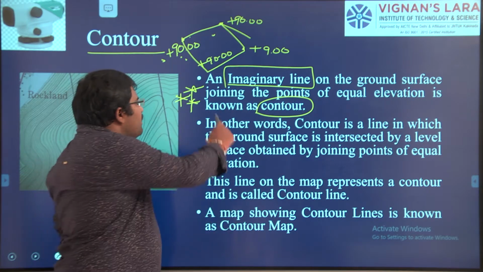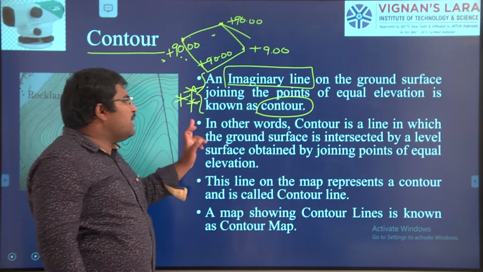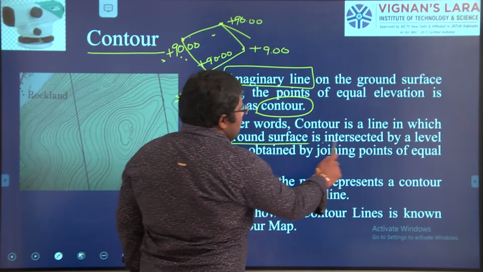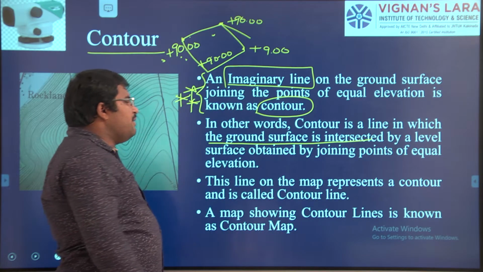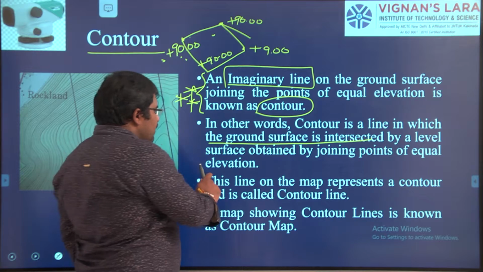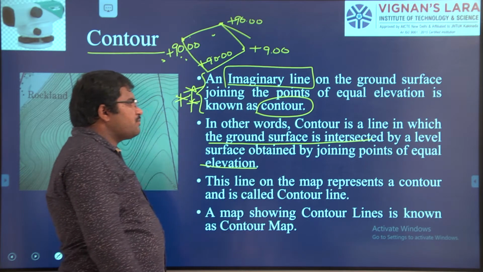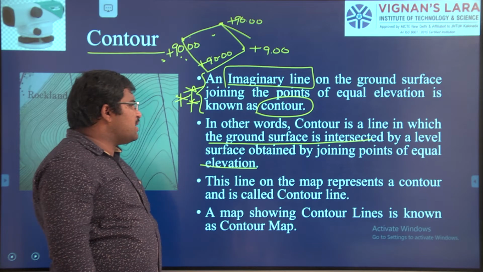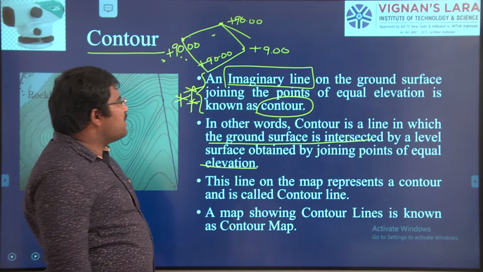So this is the definition. Next, in other words, contour is a line in which the ground surface is intersected by the level surface obtained by joining the points of equal elevation, right? So in the other definition, what is it telling? The ground surface is intersected by the level surface, right?